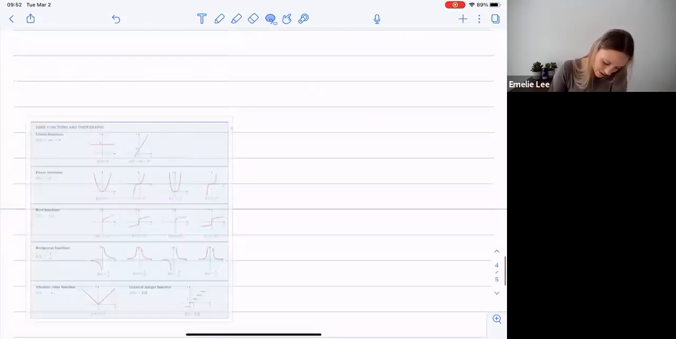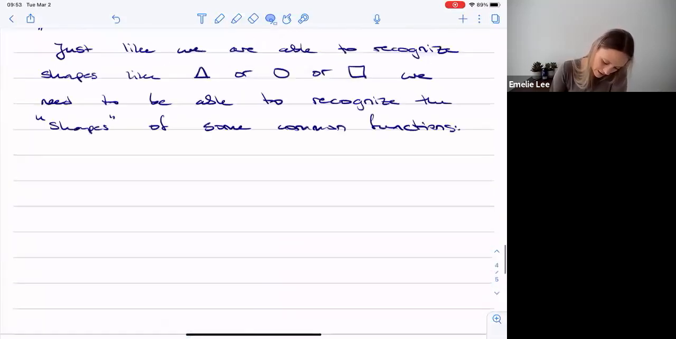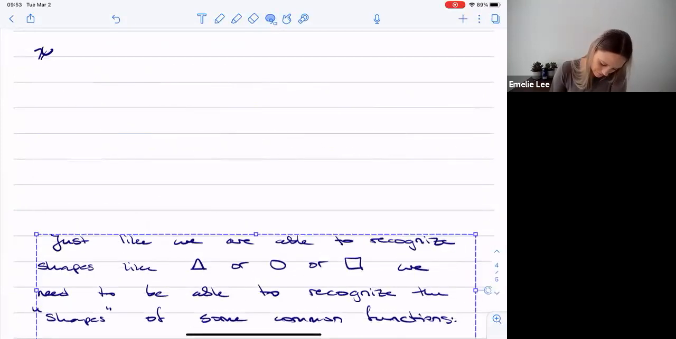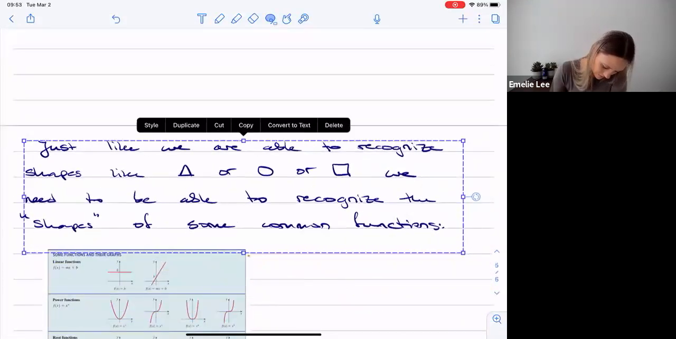You know what? This is important enough. I'm going to put it on its own page, and I'll even scoot this down here because I ran out of room.